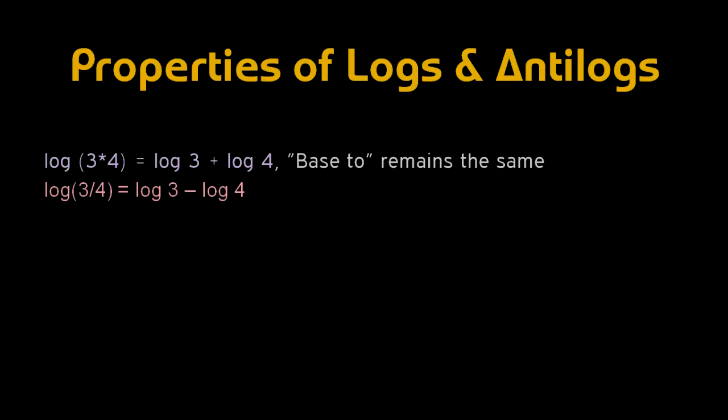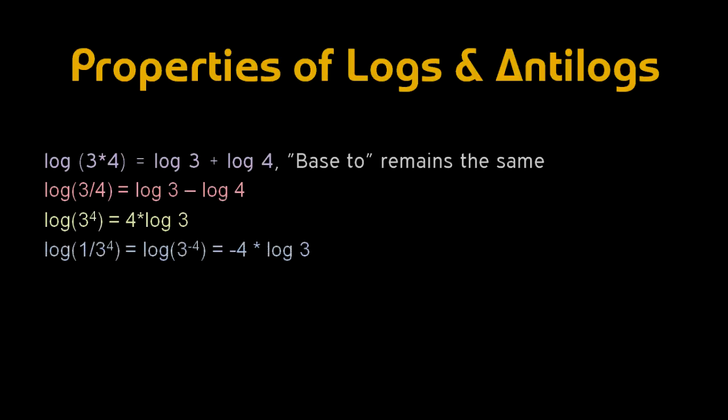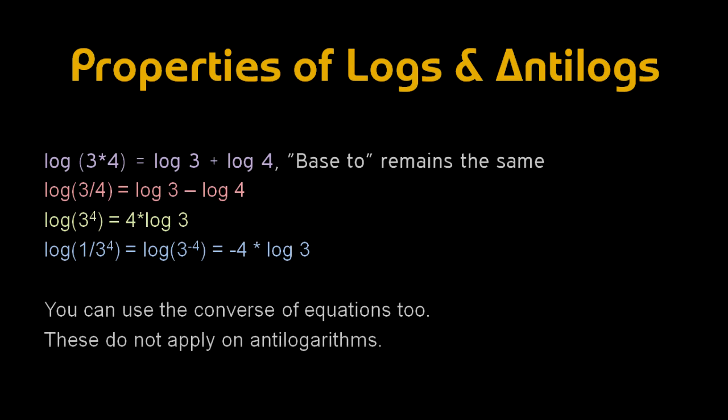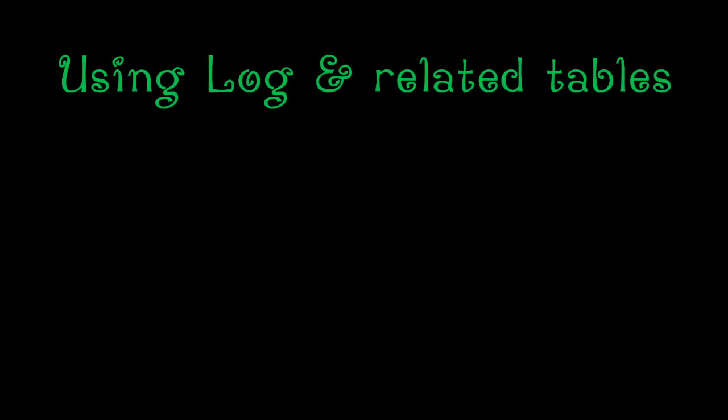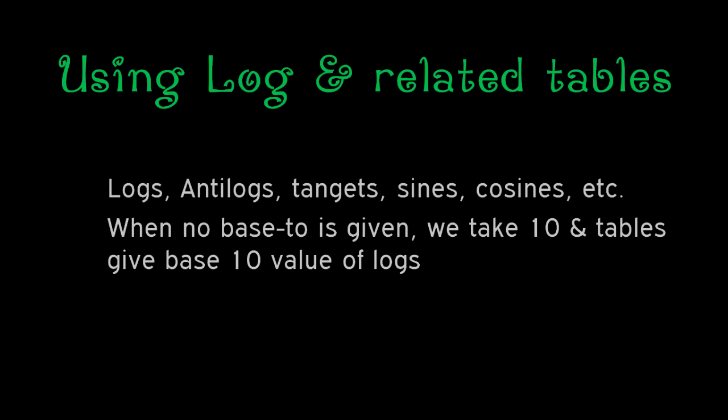3 by 4 will give us minus. 3 raised to power 4, that is 3 multiplied by 3 times 3 times 3, will be 4 log 3. Similarly, if it is in the denominator, the power will be negative. These properties do not apply on antilogarithms.